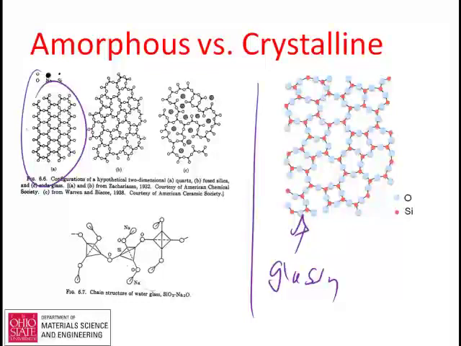And again, that's the way we roll. That's controlling material structure to give you the properties you need. That's what material science is all about.